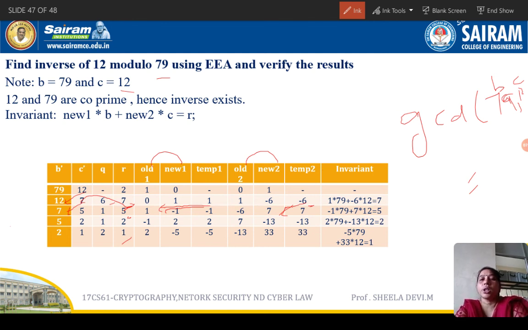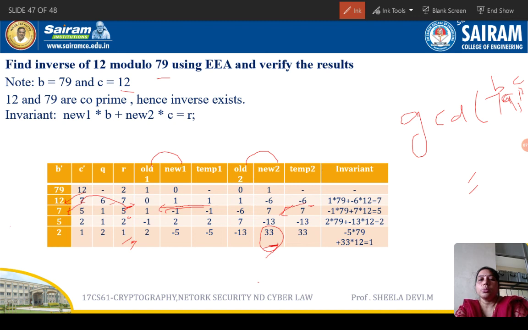Now again we have to calculate old one minus new one into q. What is the q value here? It is 1. So I'll get some new temp value. Then old 2 minus new 2. So I have to do the operations until I get the remainder as 1. Now in the last step, where you got the remainder as 1, you have to check the value of new 2. What is the value of new 2 here? It is 33. So that would be my answer.